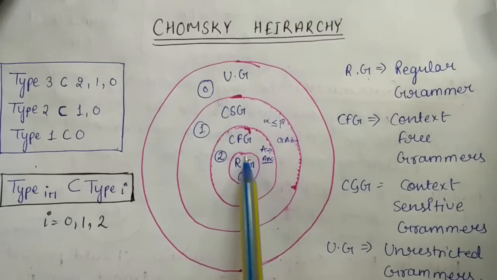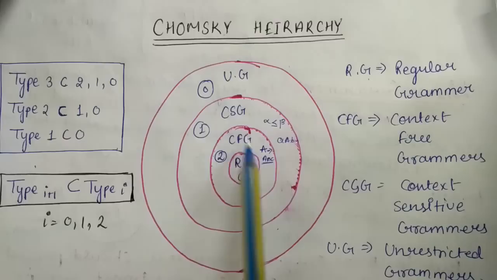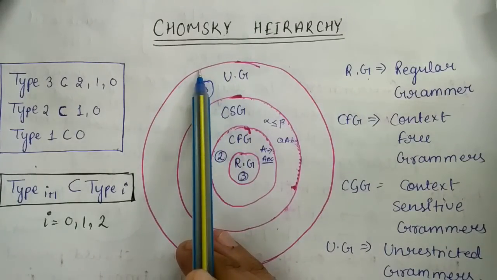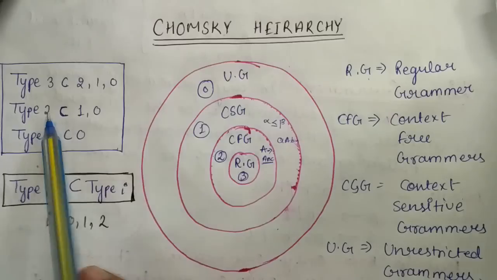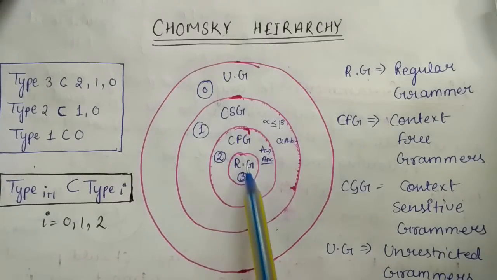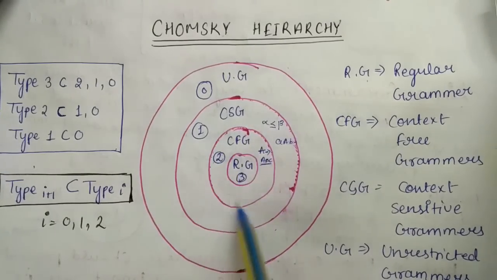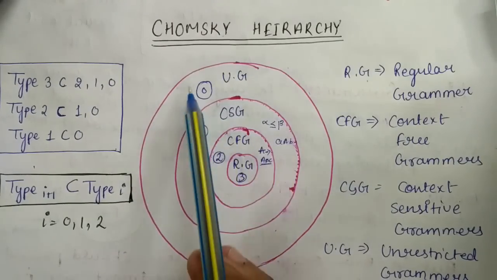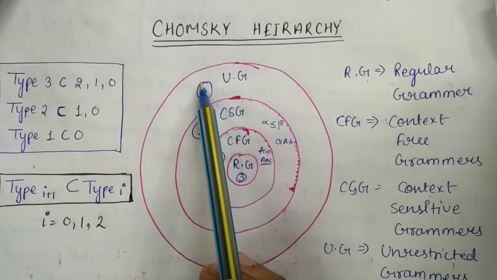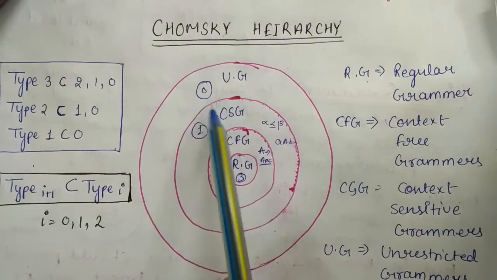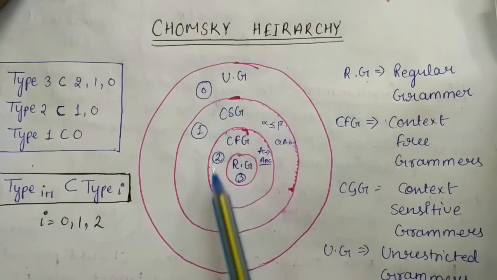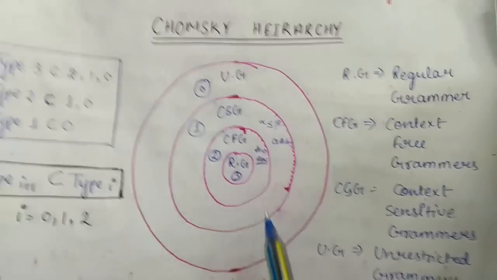If a grammar is regular grammar, then it will automatically be context free, context sensitive and unrestricted grammar. If the grammar is type 2, it is not compulsory that it will be regular grammar, but it will be type 1 and 0. If the grammar is of type 1, then it will be of type 0, because 1 is derived from 0, 2 is derived from 1 and 3 is derived from 2.